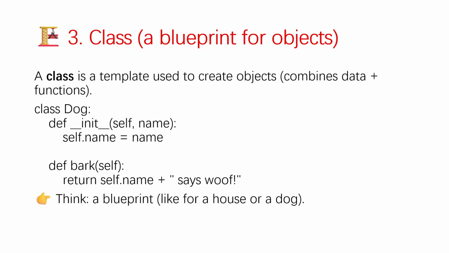A class is like a blueprint used to create objects. For example, class Dog defines a dog with a name and a bark function. When you make a Dog object, it has its own name and can perform actions. Think of it like a blueprint for a house. It defines the structure and behavior, and each object you create is a house built from that blueprint.